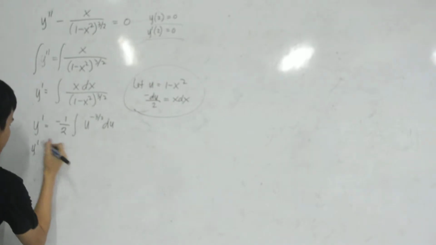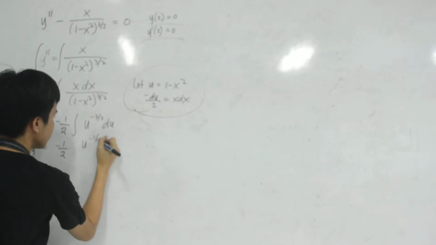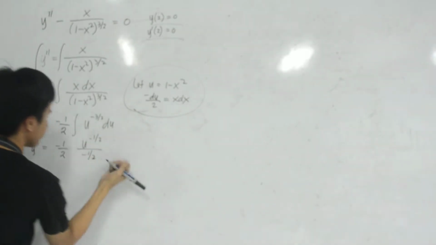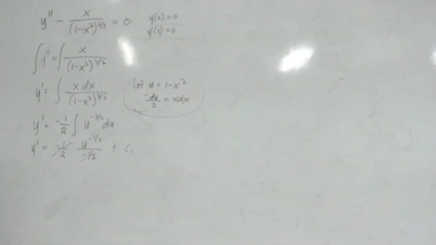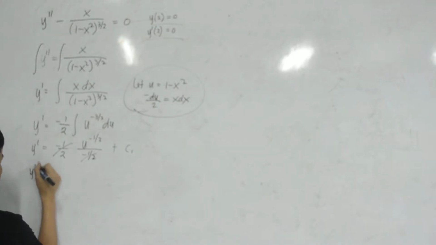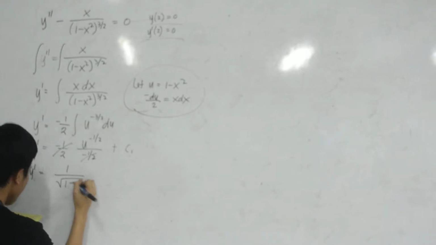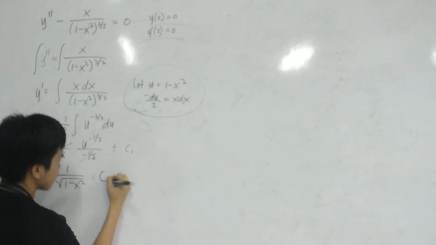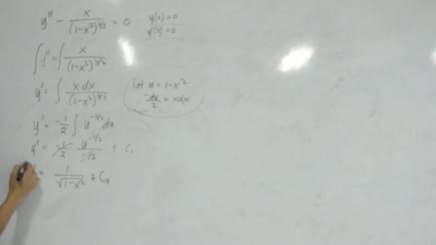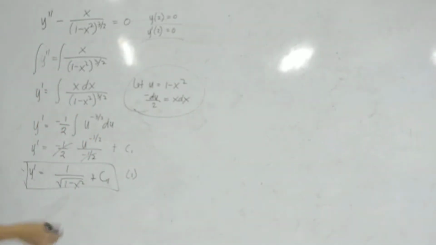So y prime is equal to negative 1 half u to the power of negative 1 half over negative 1 half. So cancel, plus c1. So our y prime is equal to 1 over square root of 1 minus x squared plus c1. We will again consider this equation as equation number 1, where our C1 here is an arbitrary constant.